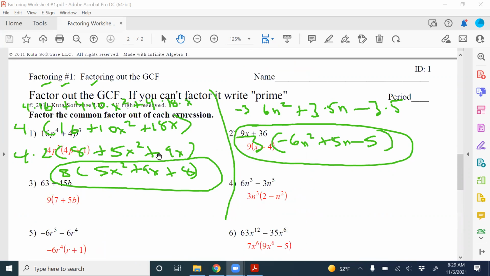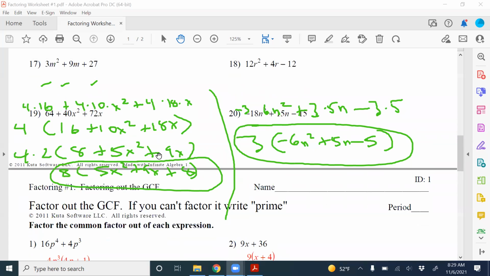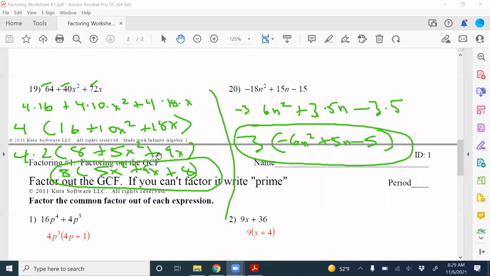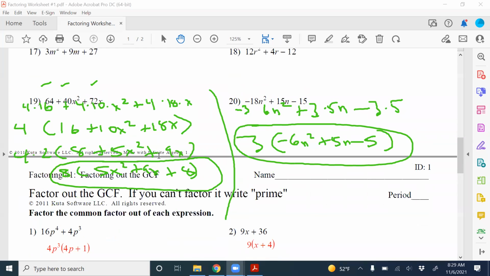And remember, when you're factoring stuff out, you also want to guarantee that if you were to put the 3 back in, or the 8 back in for number 19, you get back to the original expression. If you distribute the 3 back into that group with the parentheses, you should get back to the original expression. Likewise, if I put the 8 back in, you should get back to what we had originally. So that concludes this video.